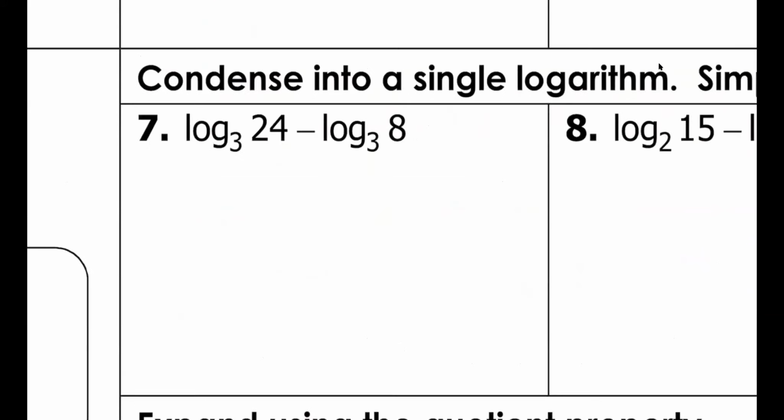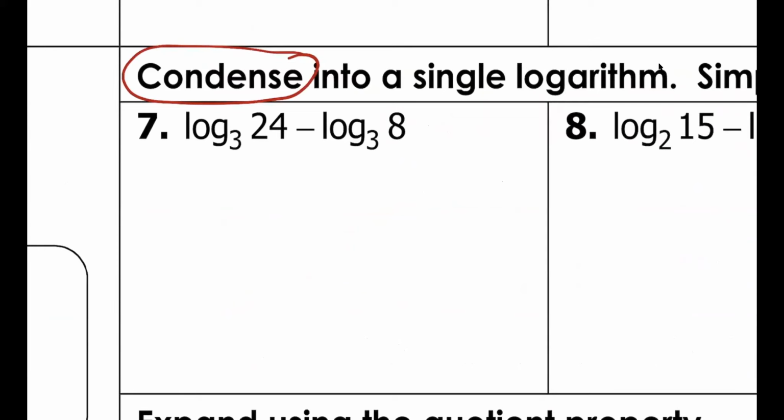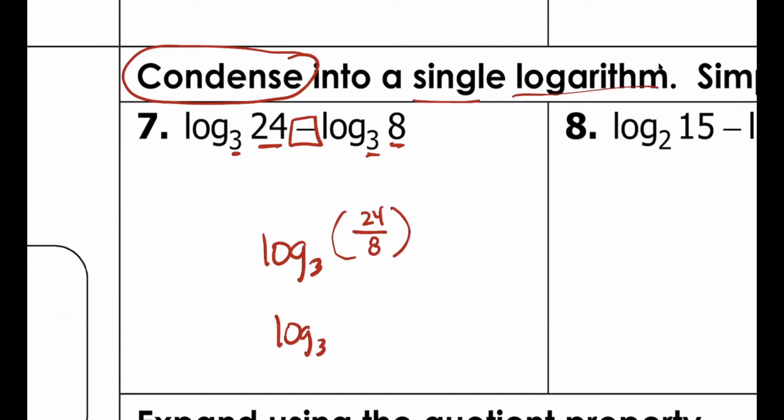So let's try this. Let's condense, right? Let's make this into one single logarithm. The bases are the same, so we're good. So I'm going to put that together, log base 3. Since I'm subtracting, I'm going to have a quotient. The first number goes on top, second number goes on the bottom. So let's simplify. This is log base 3 of 24 divided by 8, which is 3.